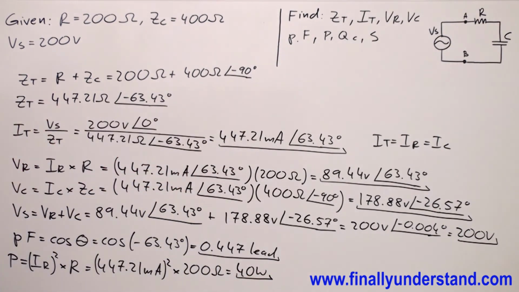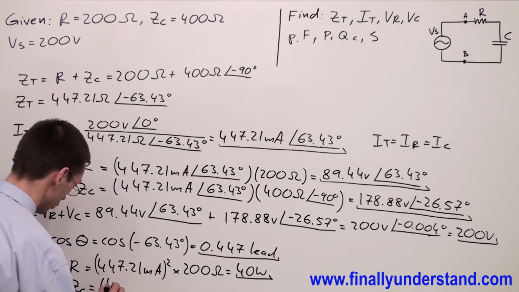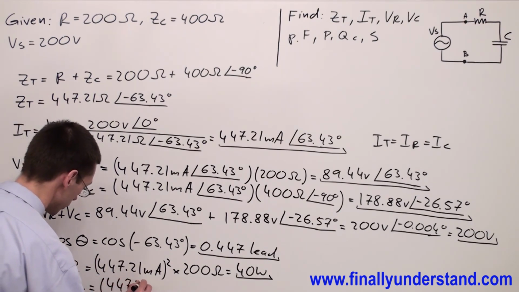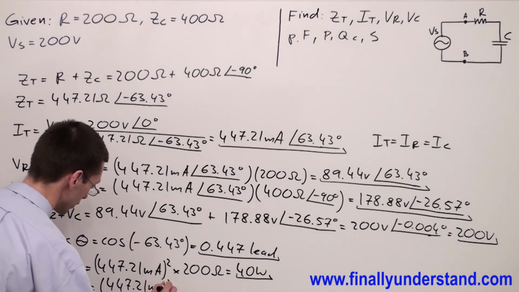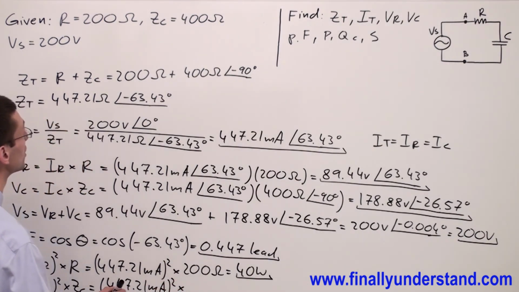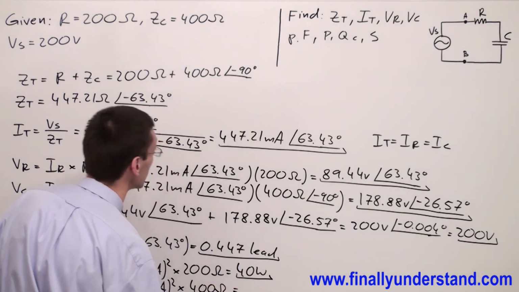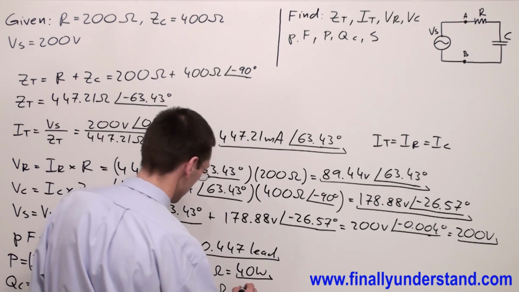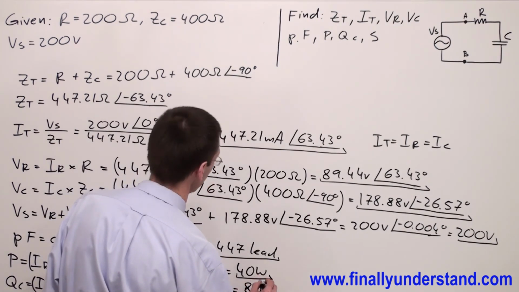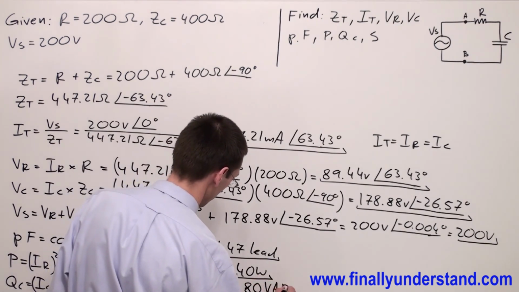Next, I'm supposed to find the reactive power. QC equals IC squared times Z of C, which is equal to 447.21 milliamps to the second power times Z of C, which is equal to 400 ohms, which is equal to 80 volt amp reactive.